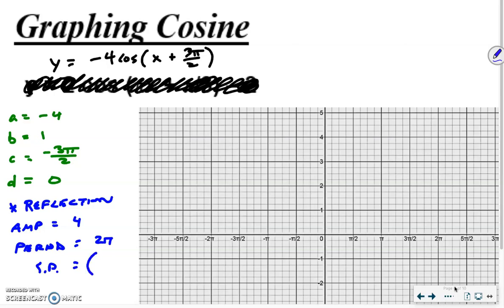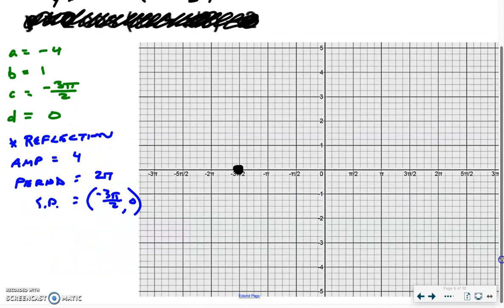And then our starting point, remember C over B, comma D. So C is negative 3 pi over 2 divided by B, which is 1. So negative 3 pi over 2 divided by 1 stays negative 3 pi over 2, comma 0. And there's our starting point. All right, so going ahead and drawing this sketch, drawing this graph. My starting point is at negative 3 pi over 2, comma 0. There it is. My amplitude, we said, is 4. So that means from the starting point, a little more space here, from the starting point, I'm going to move up 4.